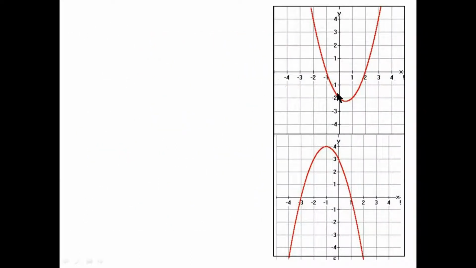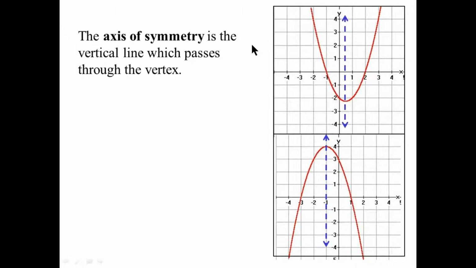Let's take a look at properties now. These are two different parabolas on two different grids. The axis of symmetry is a vertical line that passes through the vertex. Now the vertex is this extreme point here. These blue lines, one for each, are the axis of symmetry for those parabolas. They're kind of like dotted lines that if you folded along the dotted line, the parabola would lay on top of itself. To the right of that axis of symmetry is the same as to the left of that axis of symmetry.